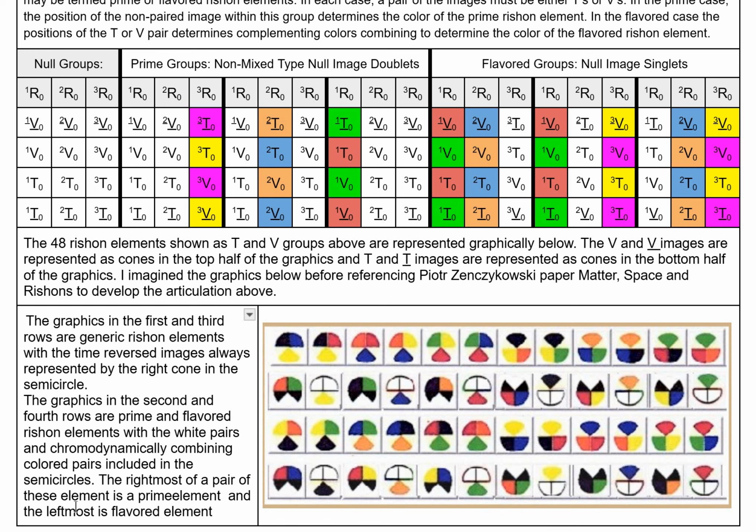The rightmost of a pair of these elements is a prime element. So this rightmost here is a prime element, as you see the color being given by the chi singlet. And down here, the color being given by a V singlet. And the leftmost is a flavored element.